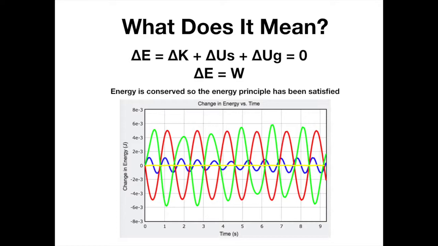Also, the energy principle equals the work done by the surroundings, but because the system is the mass, the spring, and the Earth, there are no surroundings, so we know that the work is 0, therefore proving that the change in energy is in fact 0.